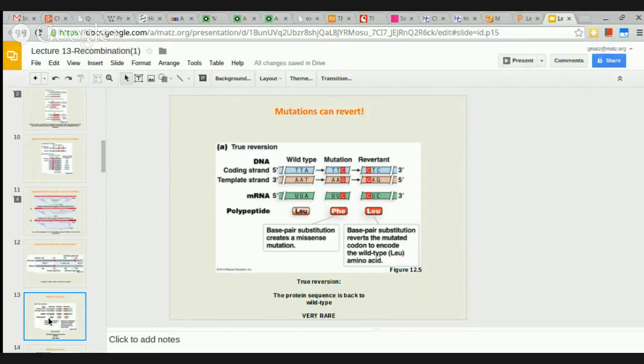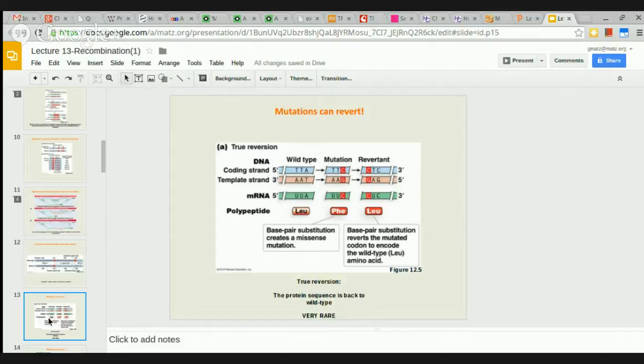Now, mutations can revert. They can revert naturally, or they can be reverted through the action of a mutagen. So you can have a starting mutation and throw mutagen on your yeast, for example, and generate a high number of revertants. So it's not that uncommon. The reversion rate, though, is something like 10-fold to 100-fold lower than the forward mutation rate. But if you look at cells or colonies, if you work on yeast or bacteria, you definitely will see quite a few of these.